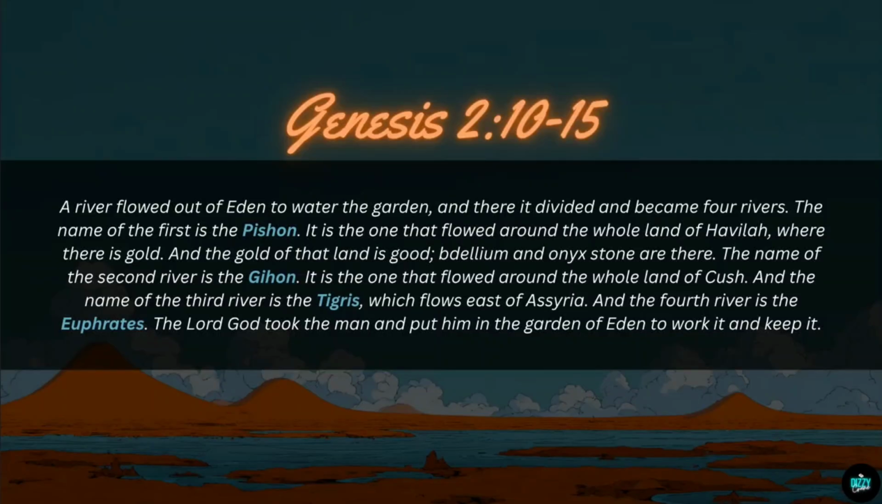All right, let's continue. The name of the first is the Pishon. So the first river is called the Pishon. It is the one that flowed around the whole land of Havilah, where there is gold. And the gold of that land is good. Bdellium and onyx stone are there. The name of the second river is the Gihon. It is the one that flowed around the whole land of Cush. And the name of the third river is the Tigris, which flows east of Assyria. And the fourth river is the Euphrates.